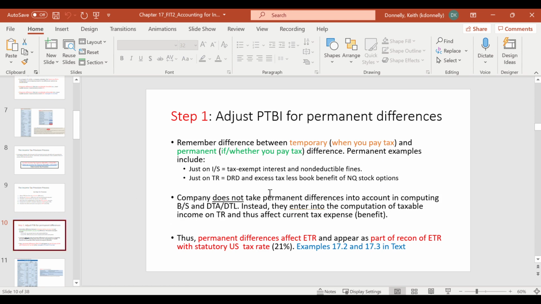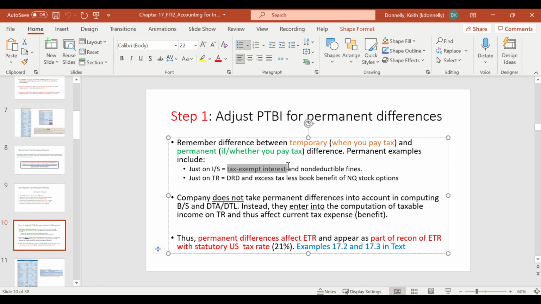Some examples here of permanent differences: tax exempt interest, muni bonds. We've talked about this. It's not going to be taxable on the tax return, but on the books it will be. Non-deductible fine, so that's the reverse. You can get a deduction on books, but you don't get it on your tax return. The other thing here is the DRD, that's something that you would only get for taxes.